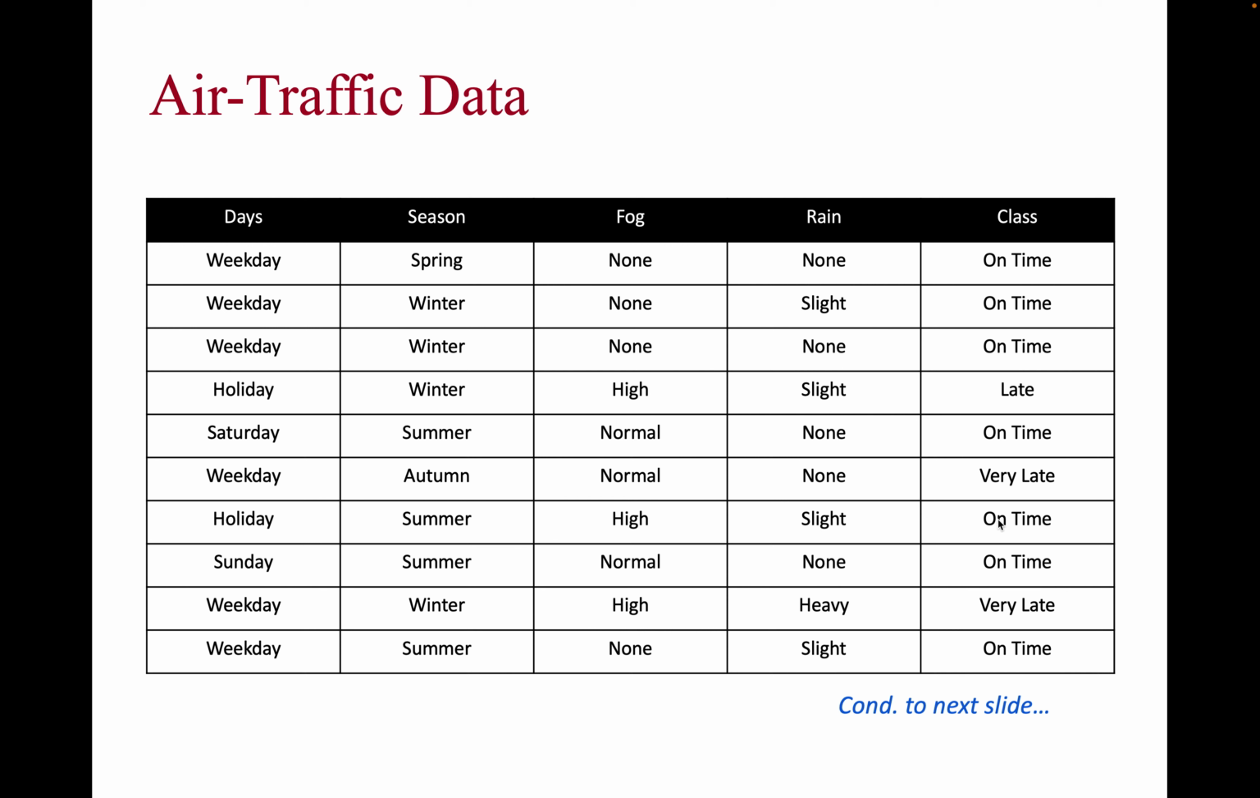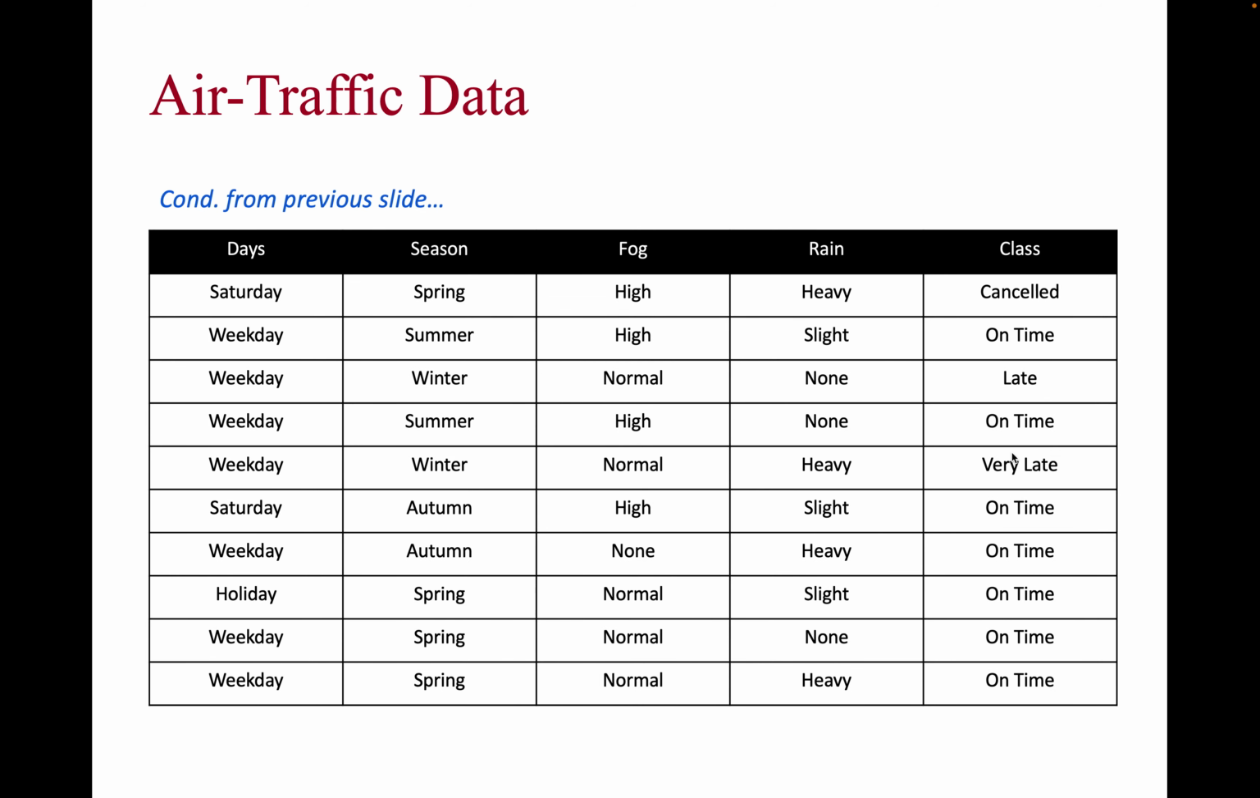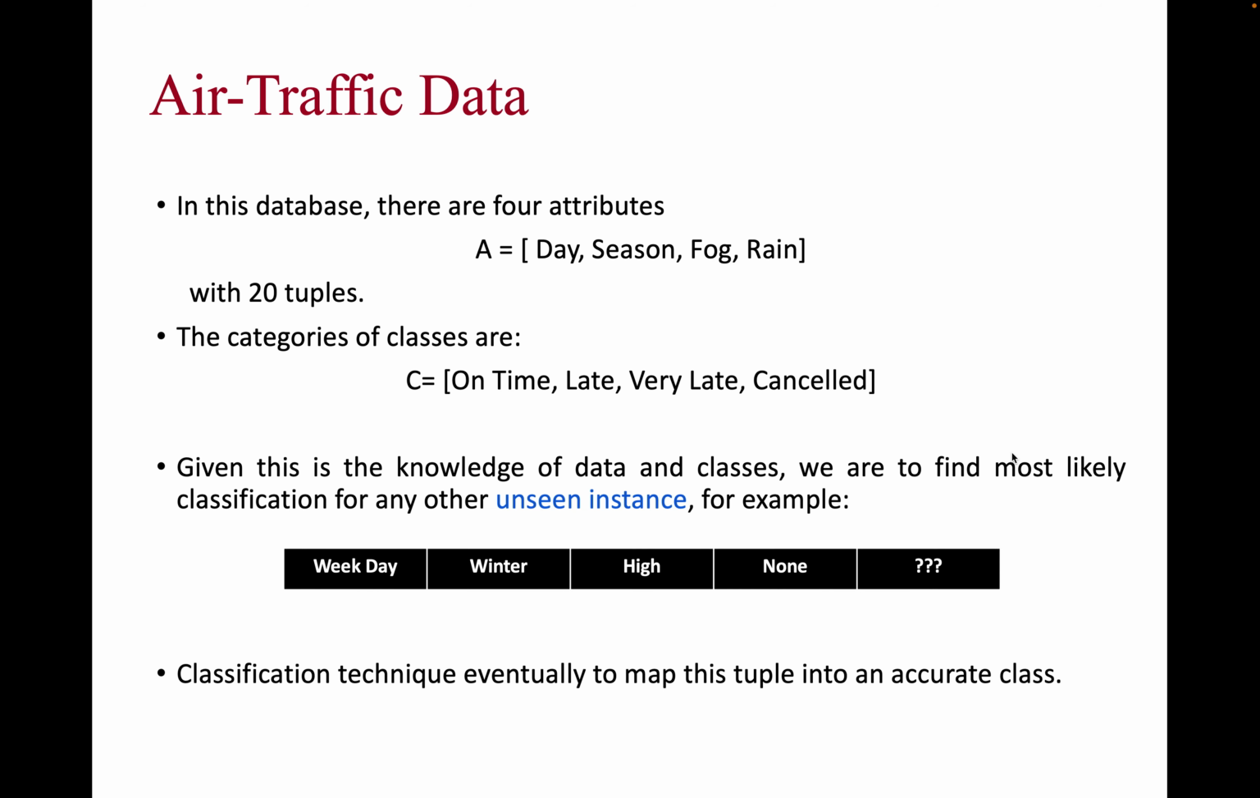So basically what we have to do is, using these four attributes, we have to say whether the plane will arrive on time or not. If it arrives, it is on time, and if late, how late: just late or very late. Air traffic data. In this database there are four attributes: day, season, fog, rain, with 20 tuples. Now given this knowledge of data and class, we are to find the most likely classification of any other unseen instance.